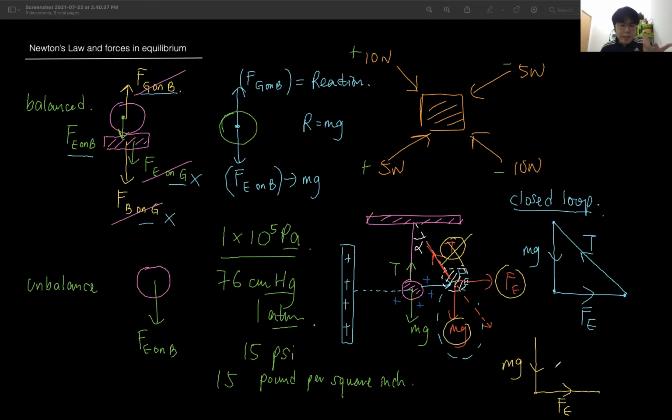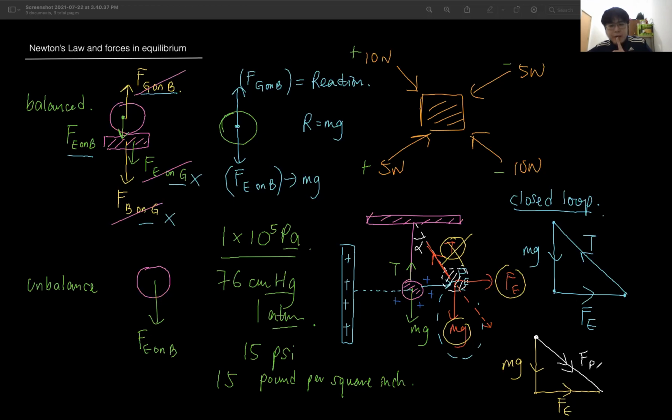Is there any other vector? No more. There's no T. There are only two vectors. Is it a closed triangle? No. So if it's not a closed triangle, then it is not equilibrium. And if it's not equilibrium, there is a resultant force. How do I draw the resultant force? Starting here, draw to the end, put a double arrow.